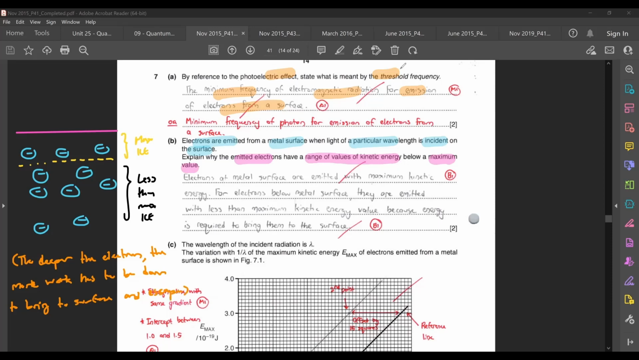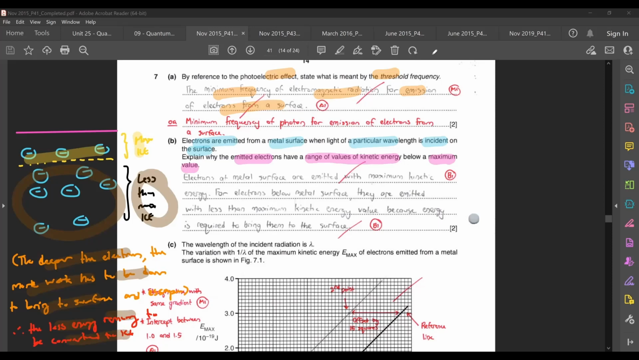And then after that, what will happen is that there is less energy remaining to be converted to KE. That was the basics of what I just mentioned to you. Okay, so only electrons at the surface will have maximum KE, but the electrons deeper below the surface will tend to have less than max KE. Because what I mentioned was that the deeper the electrons are, the more work has to be done to bring to the surface because it's trying to overcome all the attractive forces between the nuclei. So as a result of that, you actually would have less energy remaining to be converted to KE.